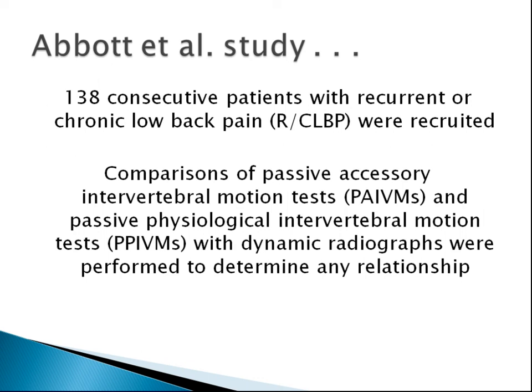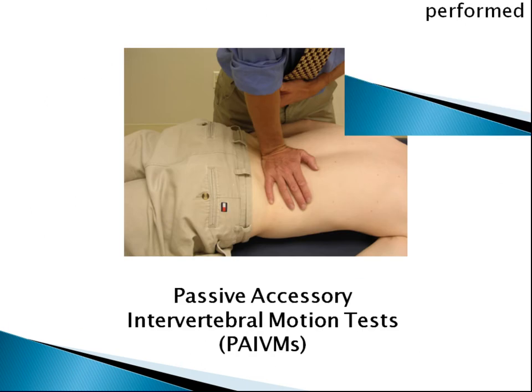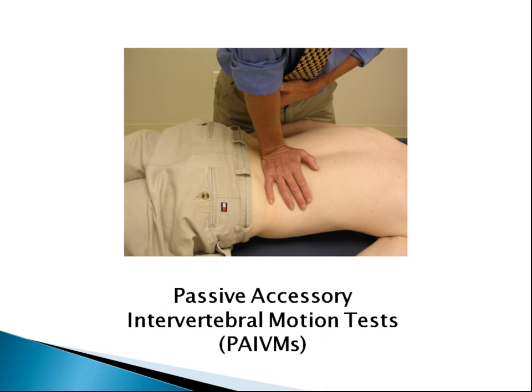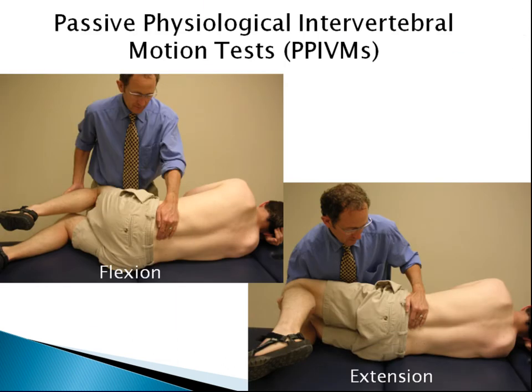Comparisons to passive accessory intervertebral motion tests and passive physiological intervertebral motion tests with dynamic radiographs were performed to determine any relationship. Here we see the passive accessory intervertebral motion tests, which involve a P to A pressure at each segment by the examiner determining hyper or hypomobility. And here we see passive physiological intervertebral motion testing, which involves a side-lying evaluation, evaluating motion between spinous processes while moving the upper leg in a flexion posture or into an extension posture.